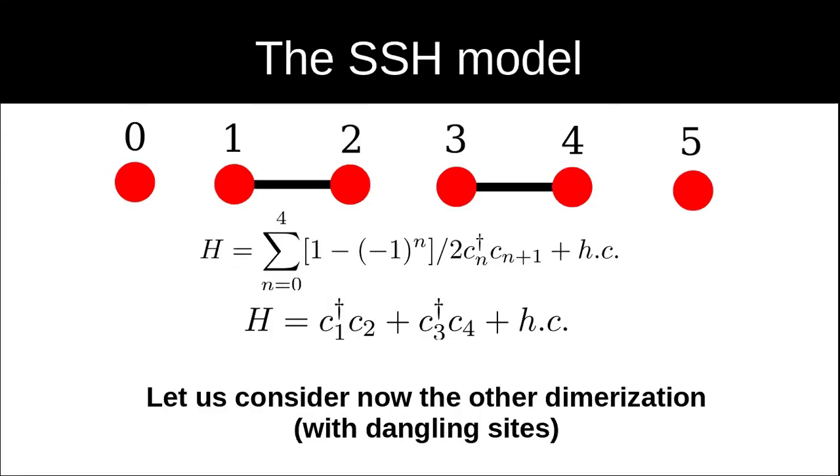We can think about a dimerized chain, but that it's sort of shifted by, let's say, one site. So the first site is decoupled from everybody. Then we have sites number 1 and number 2 that are coupled, sites number 3 and number 4 that are coupled, and then site number 5 is also decoupled from everybody. So this is sort of the same system as the previous one in the bulk, but at the edges it's slightly different. So these sites that are not coupled are called dangling sites.